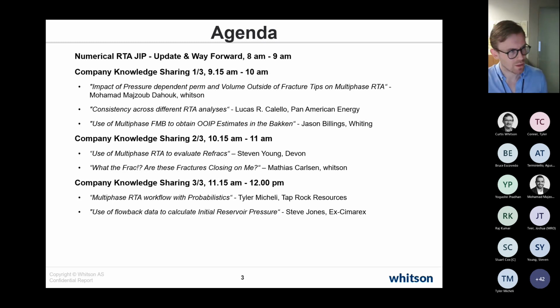That's a paper, I think, from 2014 that Steve has presented, and it's a very good paper and a very relevant topic for this audience, as the initial reservoir pressure is an important input parameter to RTA.